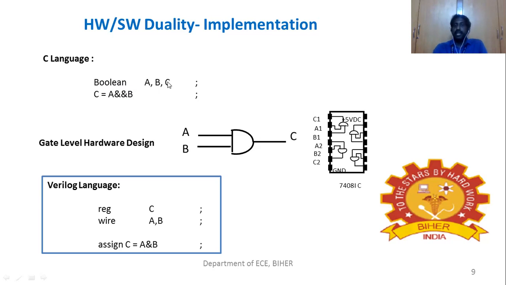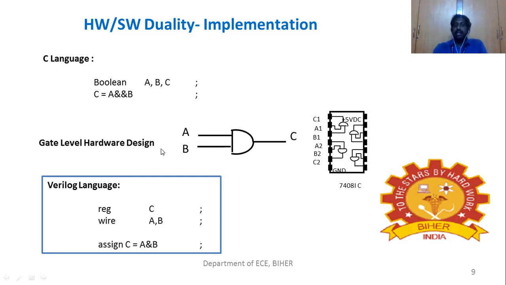So A, B and C are declared as Boolean functions, and C is equal to A and B. The C output is derived from the inputs A and B. It depends upon the input values A and B. It is a simple C language program.